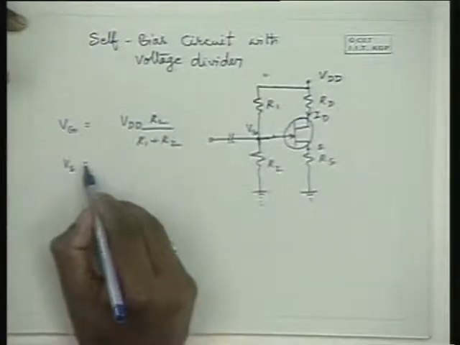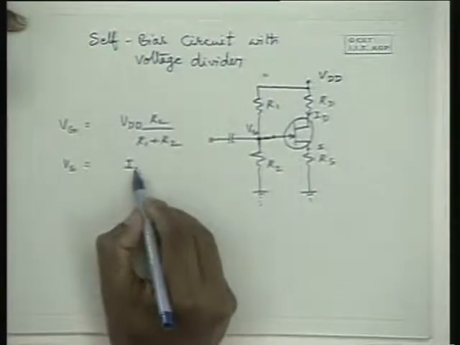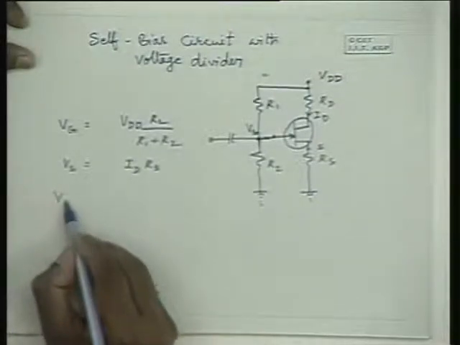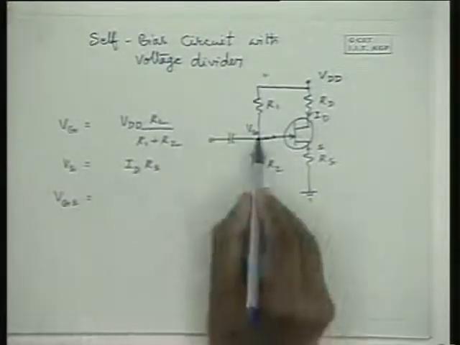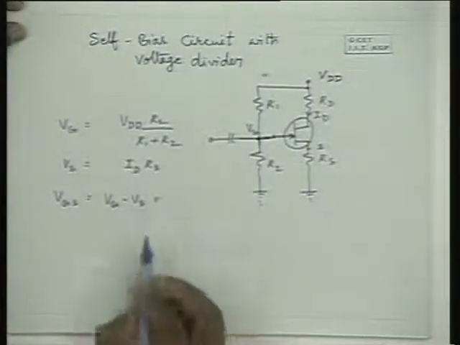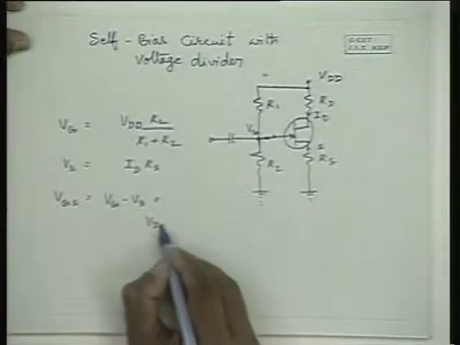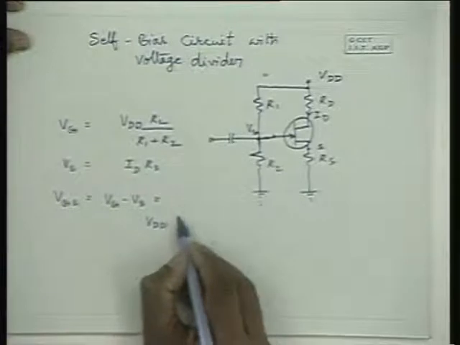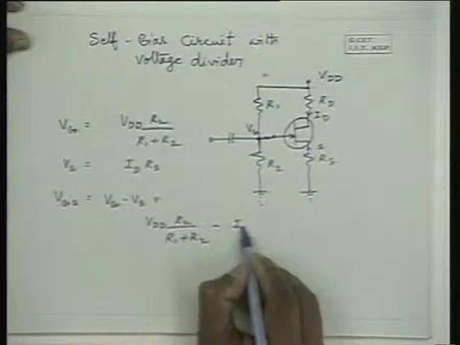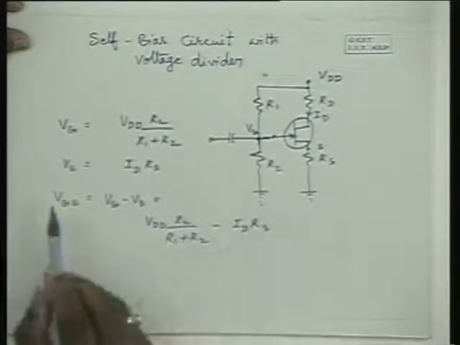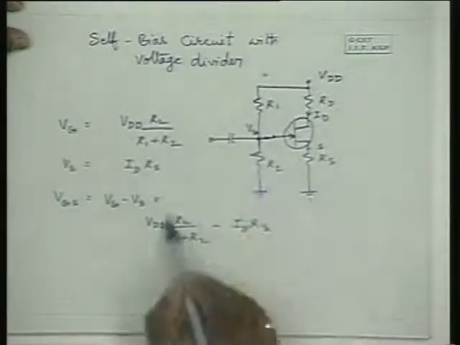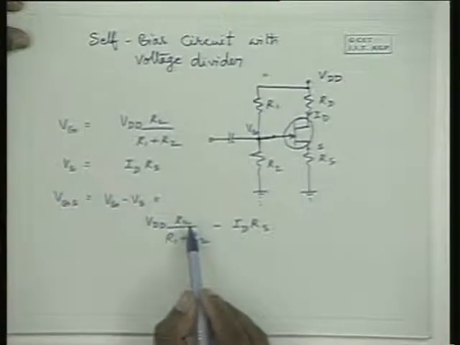At the source, the potential is ID into RS. Now the gate to source potential is this voltage minus this voltage. So this is equal to the fixed voltage Vg, that means VDD into R2 by R1 plus R2, minus IDRS. Previously VGS was minus IDRS itself, and through this arrangement we are providing an additional term here. That's the only difference.